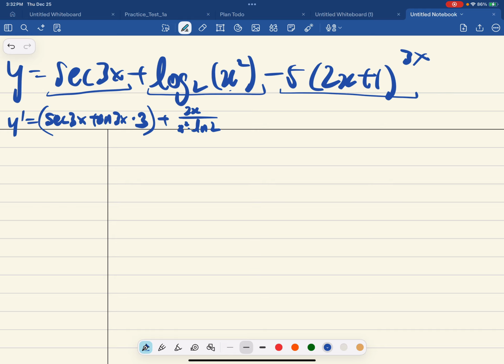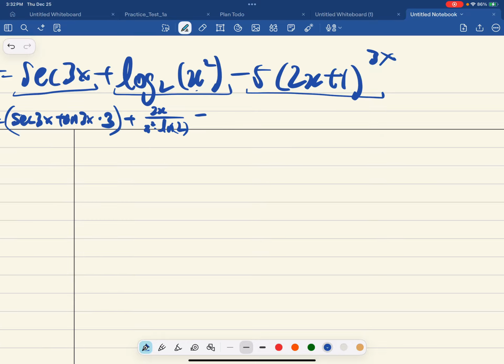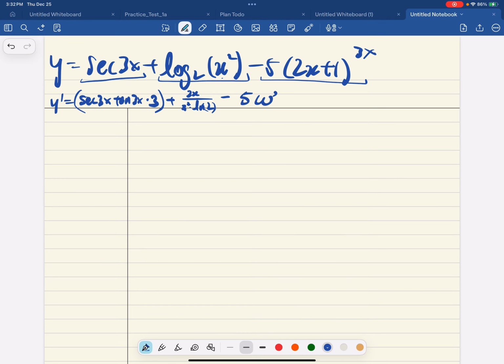So x squared ln of 2, and that minus 5 times w prime. W is what I write when I have a very big expression that is too complicated to derive directly. Where we say that omega, or w, is (2x plus 1) to the 3x. So then when you do omega prime, actually, sorry, no.